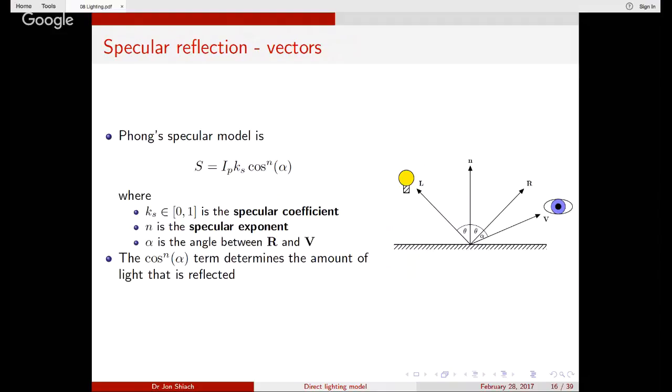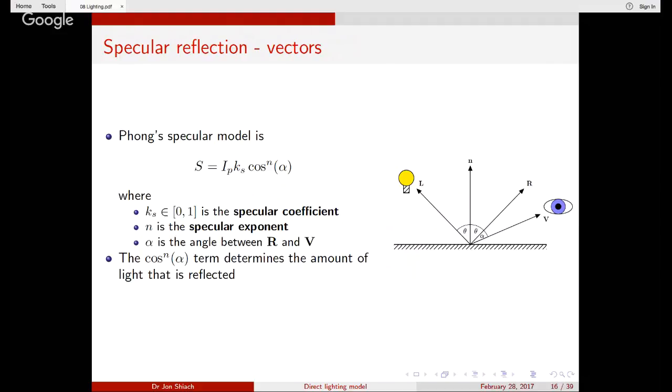Okay, so this is Phong's specular model. S is the specular, and we have IP, which is the same IP as the diffuse reflection. So that's the intensity of the point light source. You may have a really, really strong light, and therefore IP is large, or you may have a really sort of dim light, like this candle, and the IP would be small.